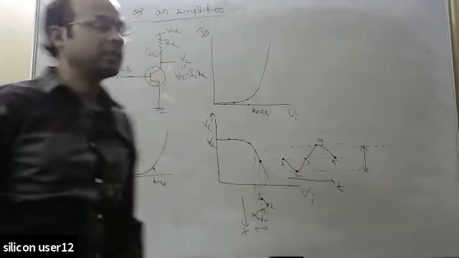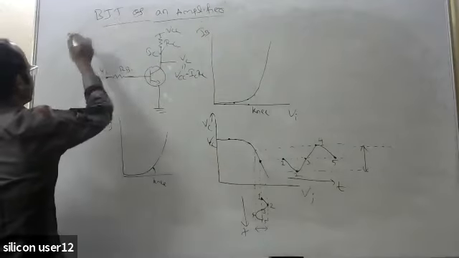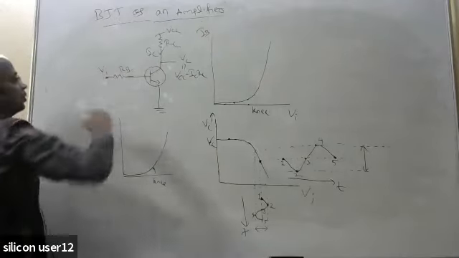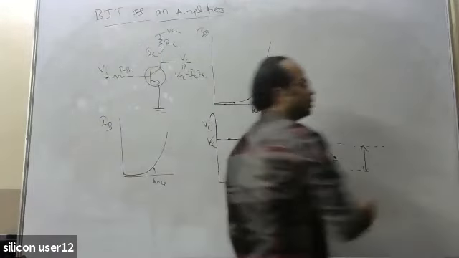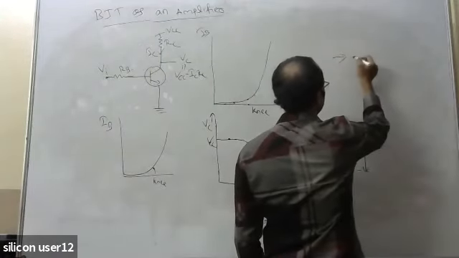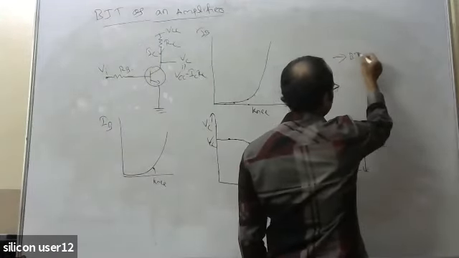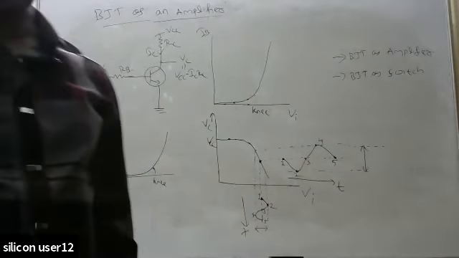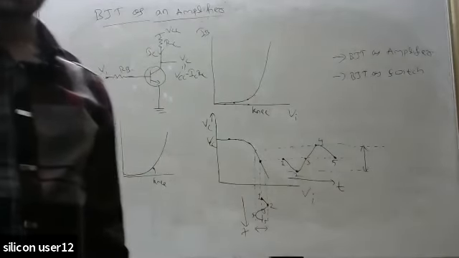Okay, so these are the two applications of the BJT. If it is asked to explain the application of the BJT, you can say one is BJT as an amplifier, second one is BJT as a switch. So these are the two applications of the BJT.